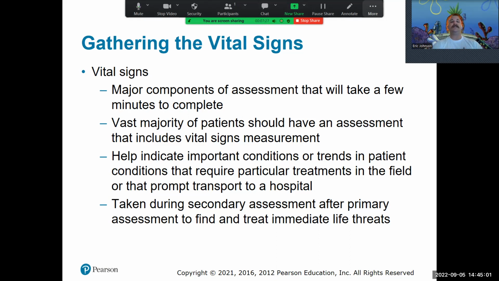So as it says here, these are major components that take a few minutes to complete. So right there and then, you already know this is not something that takes forever to do, but it is something that is, again, vital.